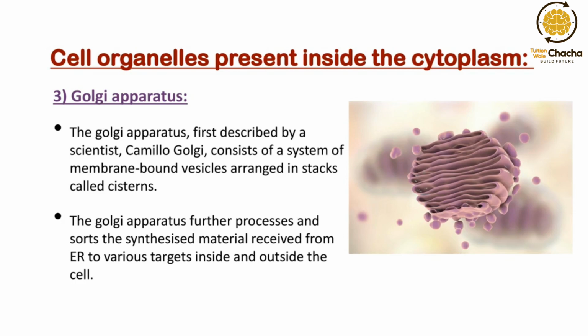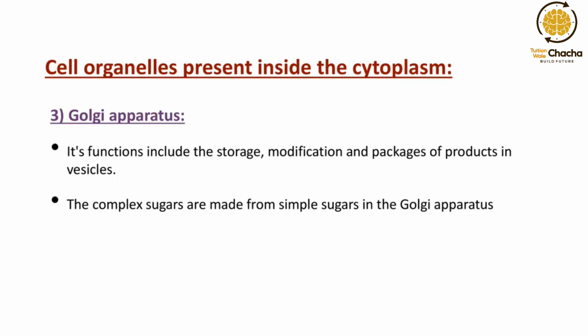3. Golgi apparatus. The Golgi apparatus, first described by a scientist, Camillo Golgi, consists of a system of membrane-bound vesicles arranged in stacks called cisternae. The Golgi apparatus further processes and sorts the synthesized material received from the ER to various targets inside and outside the cell. Its functions include the storage, modification and packaging of products in vesicles. The complex sugars are made from simple sugars in the Golgi apparatus.